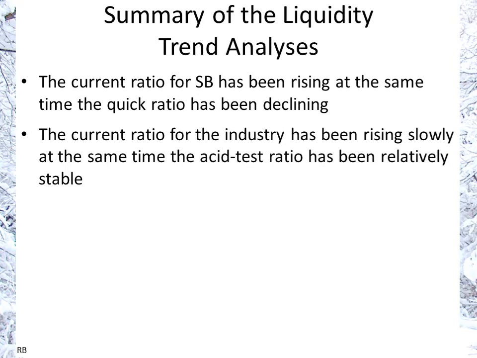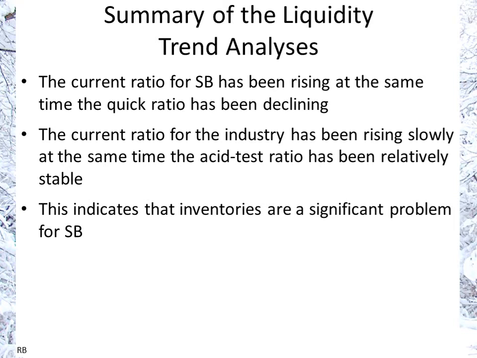So that is an indication here that in the same time with the industry, the current ratio has been rising slowly, and the quick ratio or asset test ratio is relatively stable. So inventories are a significant problem. It's a bit of a problem perhaps in the industry, but it's a bigger problem with Sequoia Bonsai.